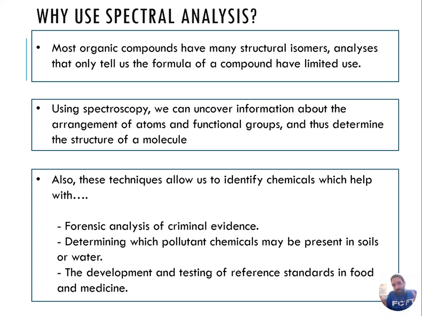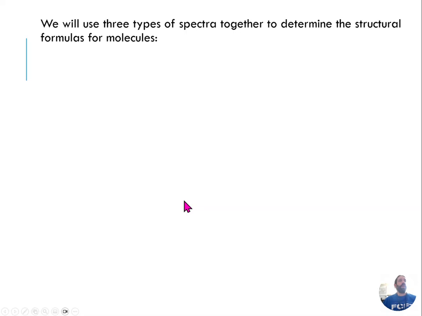For example, if you're Jif making peanut butter, you can get a reference standard for peanut butter. So every time they make a batch of peanut butter, they can compare it against that to make sure that it is what they purport that it is. So in this unit, we're going to use 3 types of spectra together, as well as the IHD, to determine the structural formula for molecules.